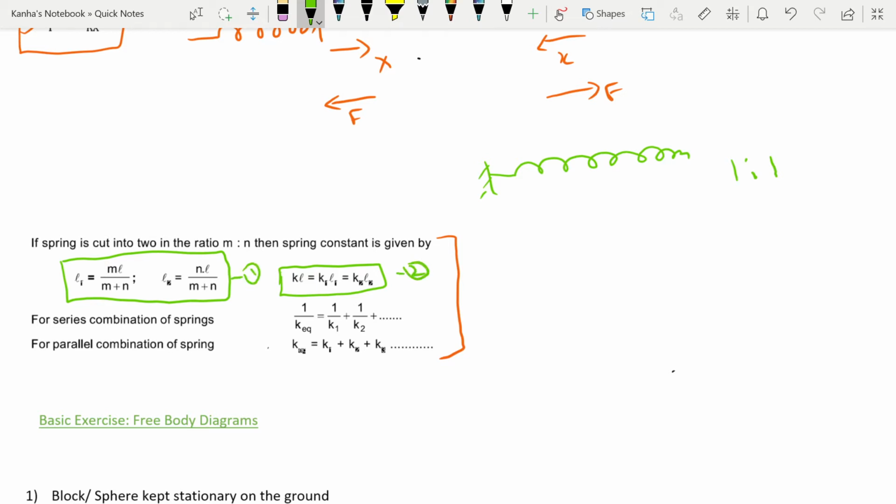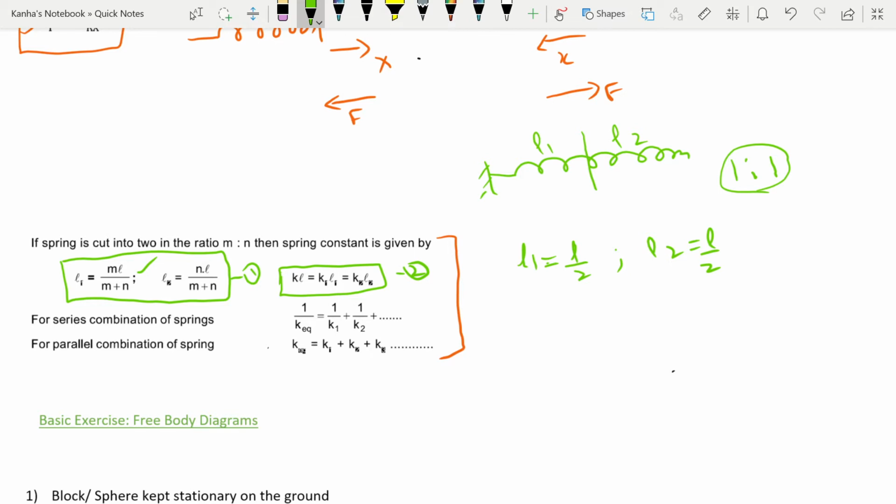Whenever I cut my spring into a ratio, I'll first try to find the lengths of the pieces. For example, I've cut it right in the middle. This is L1, this is L2. For the case of 1:1, what do I get? I get L1 is equal to L by 2, either using this formula or you can directly see it, and L2 is also equal to L by 2. Now you need to find the spring constant.